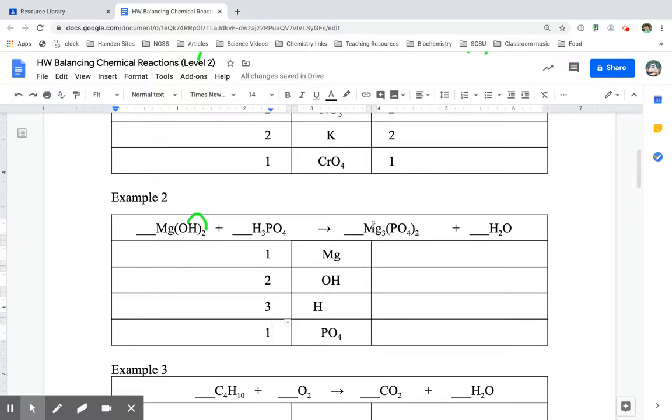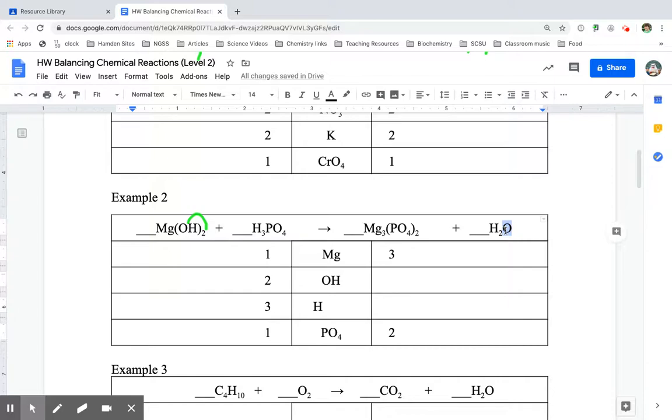On the right-hand side, I have Mg's right here. I've got 3 Mg's. Here's the 2 outside the name. Remember, the PO4 is part of its name. The 2 is how we count it. So I've got 2 PO4s. And then, wait a second. These are H's, but I don't have O's by themselves.